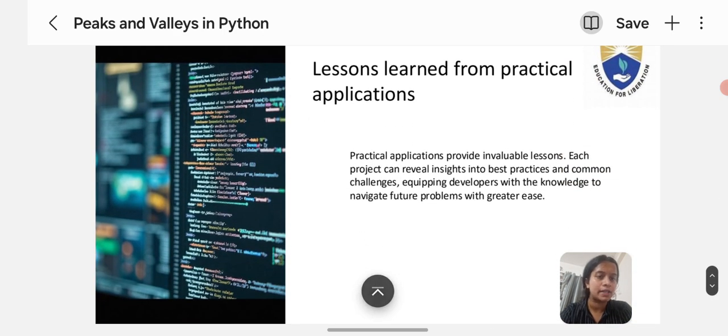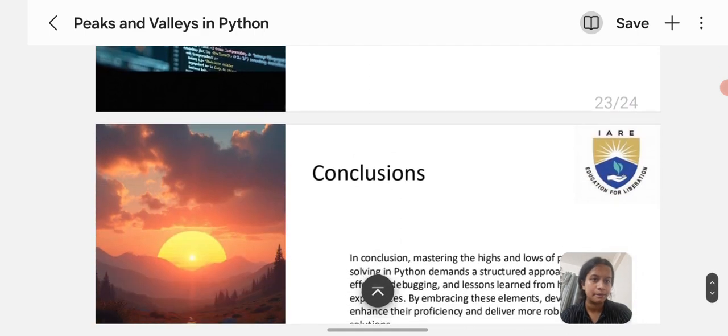Lessons learned from practical applications. Practical applications provide invaluable lessons. Each project can reveal insights into best practices and common challenges, equipping developers with the knowledge to navigate future problems with greater ease.